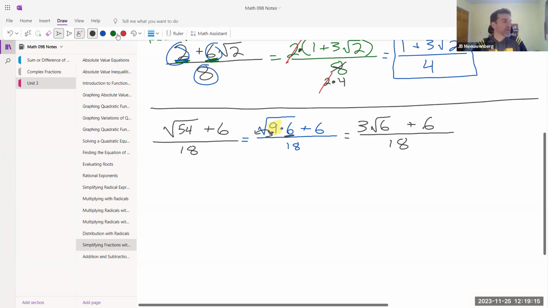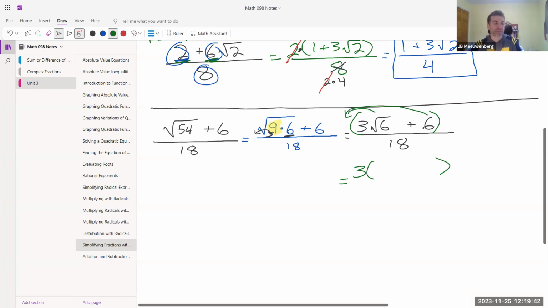The purpose of this is to simplify it, reduce it. I see a 3 out front here, a 6 out front here, and an 18 down there. I have to factor something out of the numerator, a GCF. Both of them have a 3. So we're going to factor out a 3. I'm going to pull a 3 out from both of these terms, put it out front here.